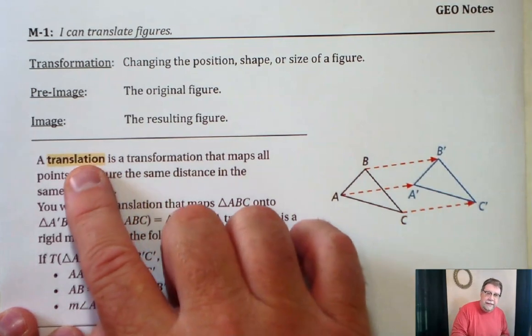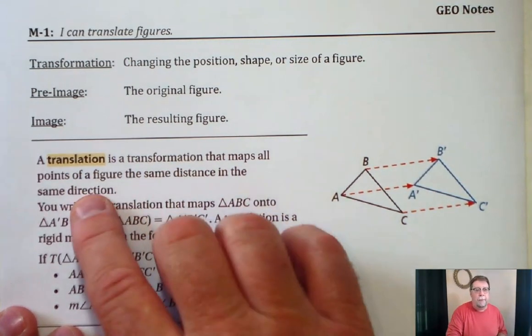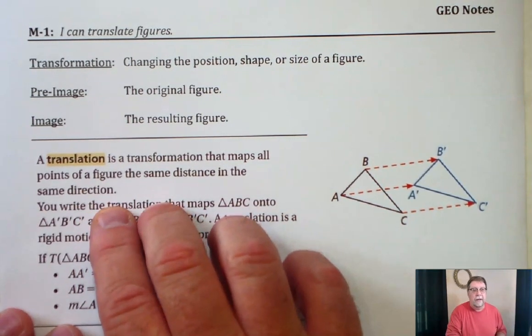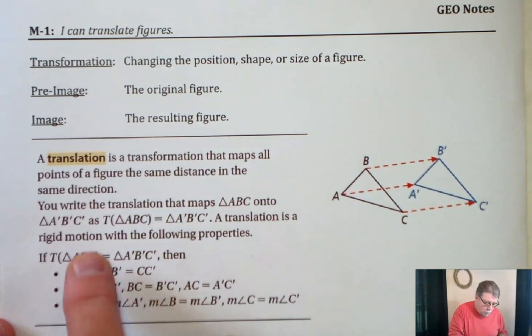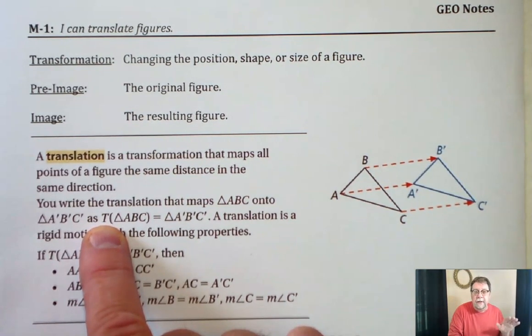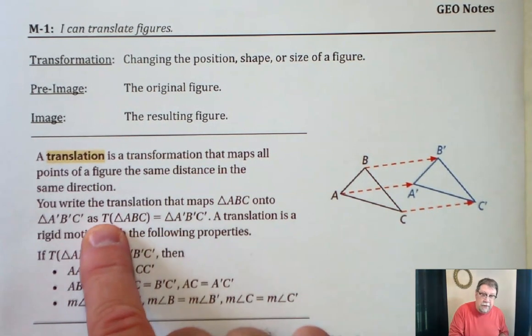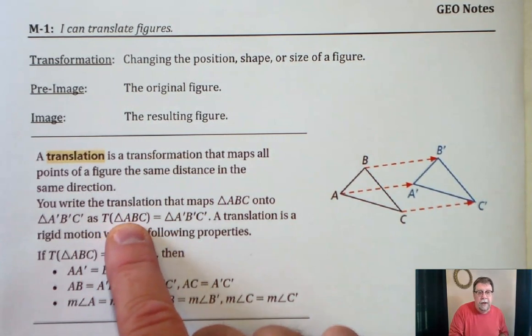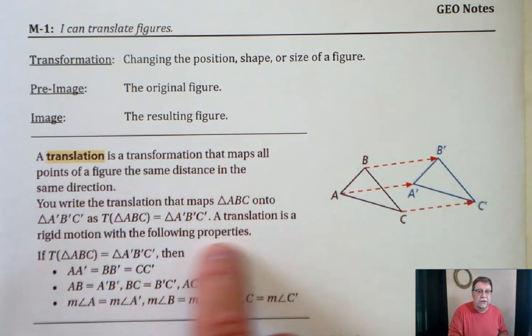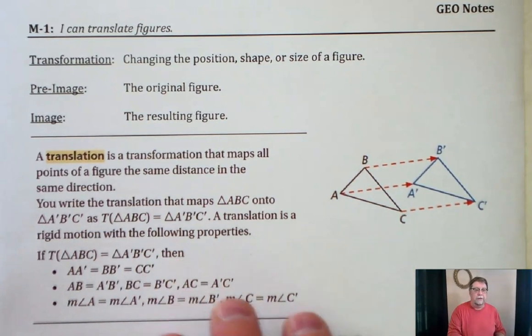So today we look at a translation. It's a transformation that maps all points of a figure in the same direction. You're going to write the translation image with a T. Capital T stands for translation. Some people call a translation a shift. We're going to move it to the left or right or up and down, or maybe a combination of both. So the capital T means a transformation of the pre-image, triangle ABC, and it equals triangle A prime, B prime, C prime.